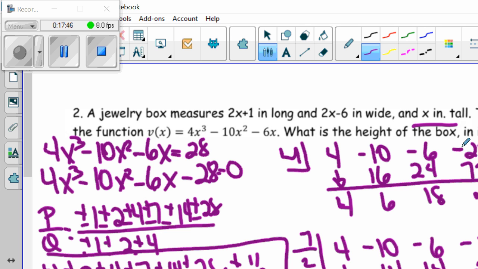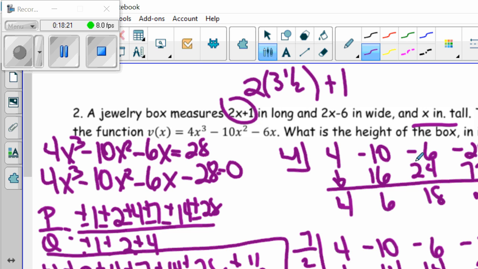So I know that I'm at 3.5 inches. I can plug 3.5 in here. So 2 times 3.5 plus 1. So 2 times 3.5 gives me 7. 7 plus 1 gives me 8, so 8 inches.